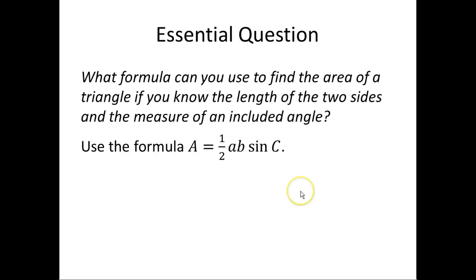Okay, so the essential question that we answered with this lesson is, what formula can you use to find the area of a triangle if you know the length of the two sides and the measure of an included angle, the key thing being that the angle is included? Well, you just use the formula that the area is equal to 1/2 times those two side lengths times the sine of the included angle.